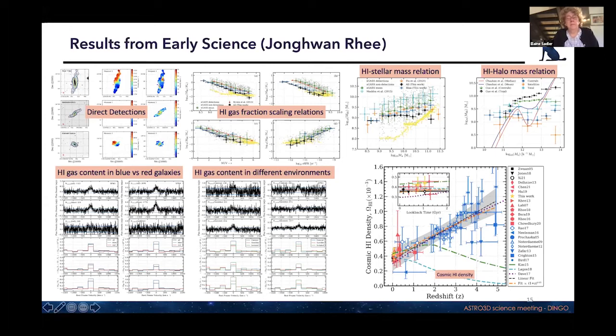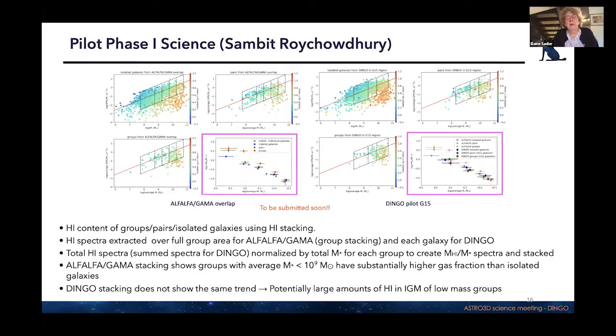So H1 stellar mass relation, gas scaling relations, and so on, really a wealth of detail here. And now some phase 1 science results from Sambit Roy Chowdhury. He's been looking at the H1 content of pairs of galaxies, groups of galaxies, and isolated galaxies, again with a stacking technique, comparing that with what was seen in the ALFALFA survey with Arecibo.